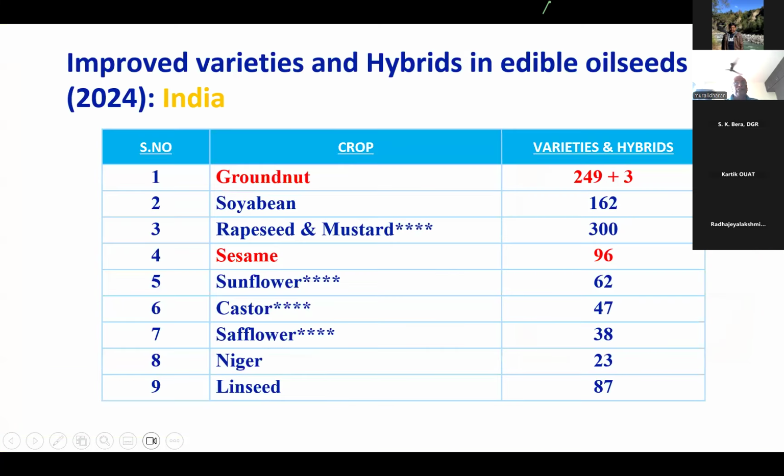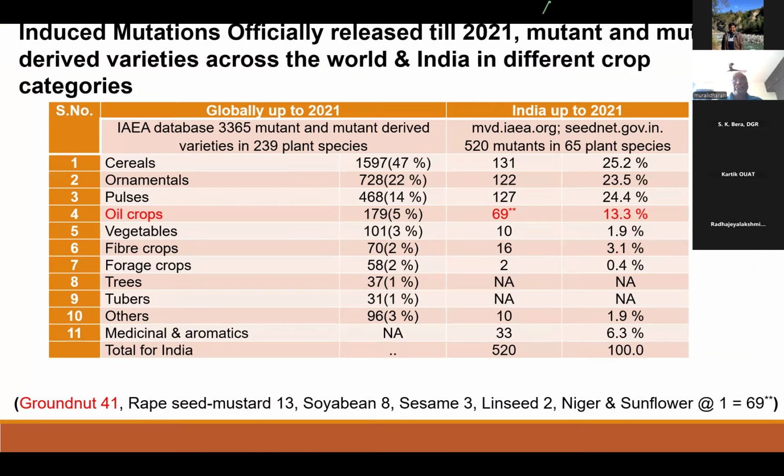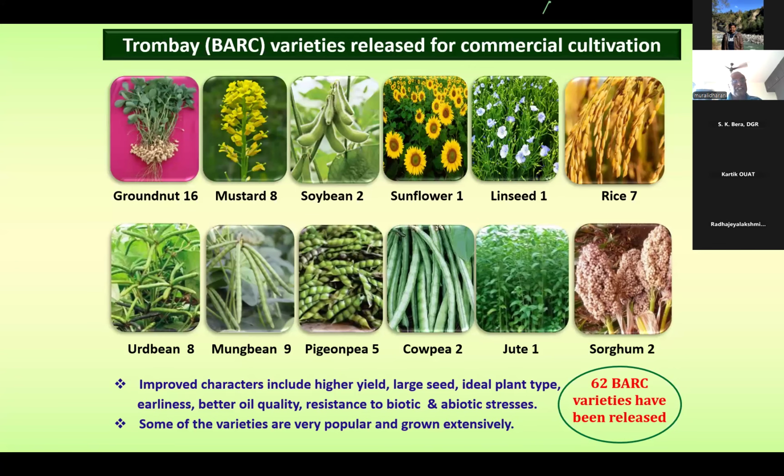See, coming to induced mutagens, actually up to 2021, from India we have released 69 oilseed varieties through mutation, of which groundnut is 41. Coming to Trombay alone, they have released 16 varieties in groundnut.